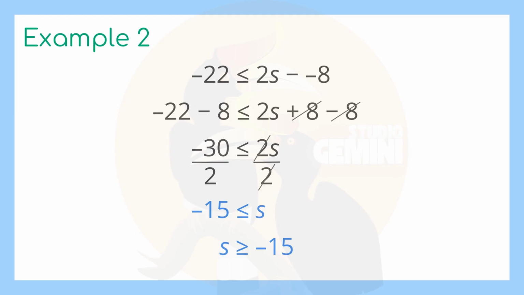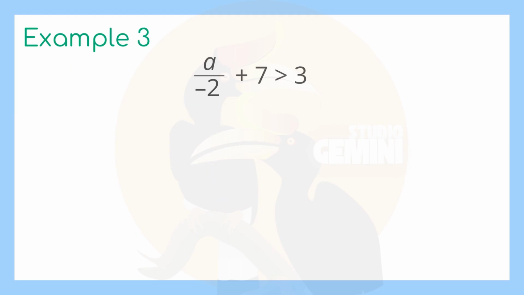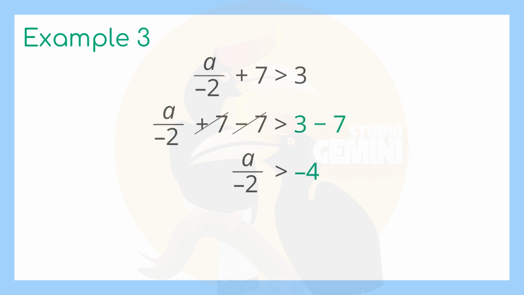Great! Moving on to our next example, we have a over negative 2 plus 7 is greater than 3. We'll again use inverse operations to isolate the variable a. We'll start by subtracting 7 on both sides. Doing that cancels out the 7's on the left, leaving us with a over negative 2. On the right, 3 minus 7 is negative 4.